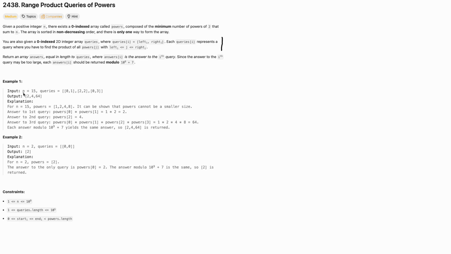For example, in the first example, we are given the number 15, right? And we can decompose 15 into the powers array, where each element is a power of 2: 1, 2, 4 and 8. We can prove that no smaller array can represent the number n, which is 15 here. So what does this mean?